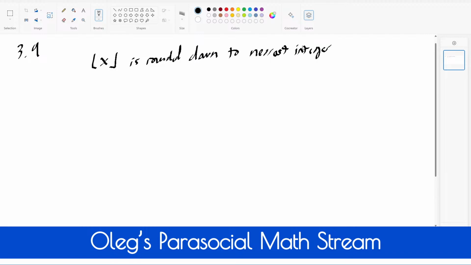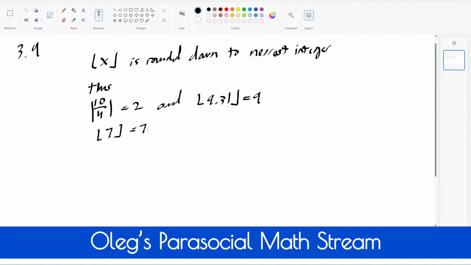Okay, so thus 10 divided by 4, which is 2.25. Wait a minute. Sorry, it's 2.5, not 2.25. It's 2.5, so that's rounded down to 2, and the floor of 9.31 is 9, and the floor of 7 is 7.